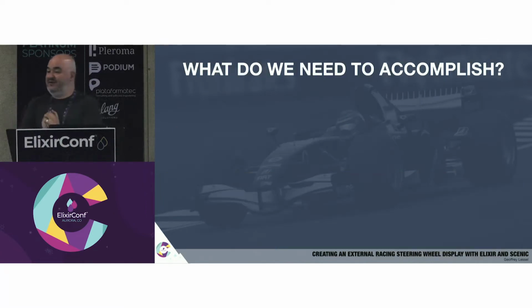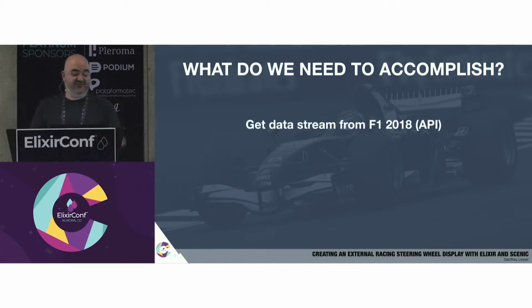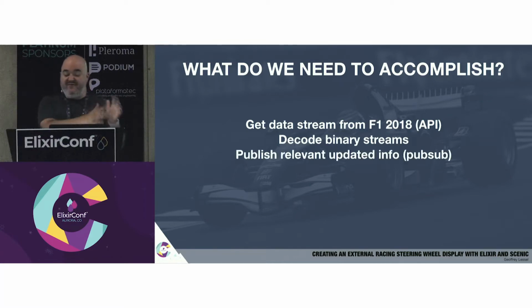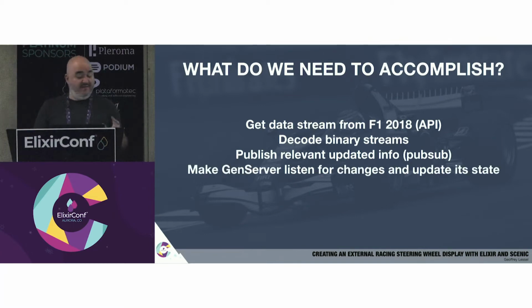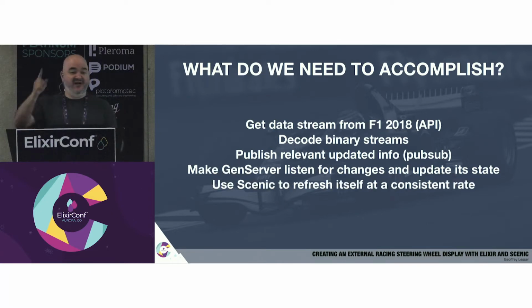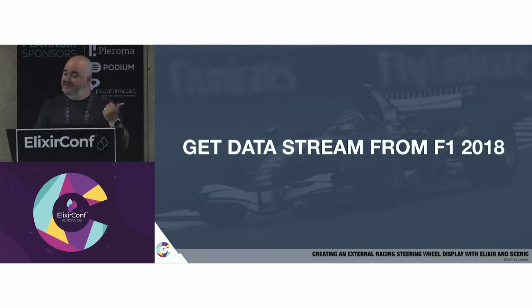So in order to accomplish this, what do we need to do? The first thing we need to do is get the data stream from the game. In this case, again, we're focusing on F1 2018, and thankfully, they provide an API for this. They have a developer forum where they post the specs for all these things. We'll do a brief overview of what those are. Then we need to decode those binary streams into something that we can use in Elixir, which is going to be fun. And then we need to publish that information to different things that are listening, like a pub/sub mechanism. And then make a gen server to listen to those changes and update its state, and then have Scenic refresh itself at a consistent rate to grab the current state of the world that it knows about and put that display on the steering wheel, the things that we care about. So let's cover these in a little more depth.